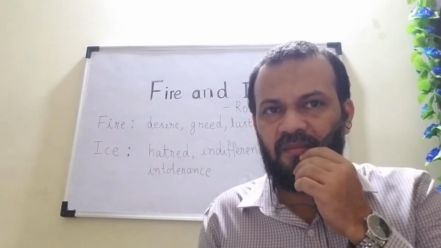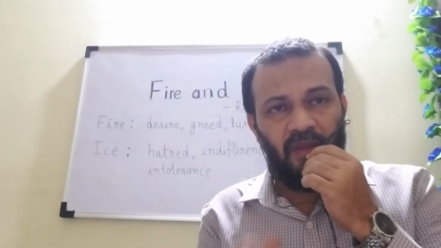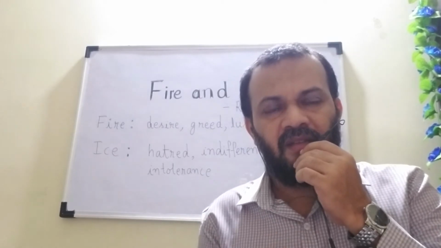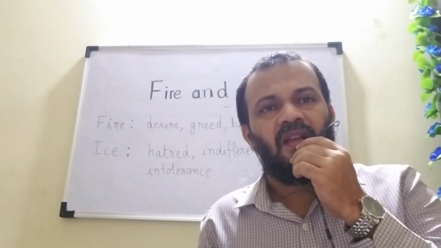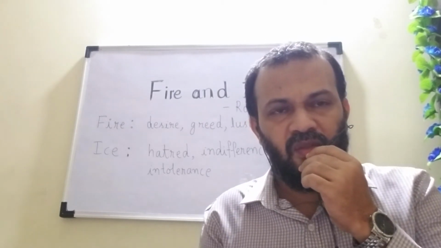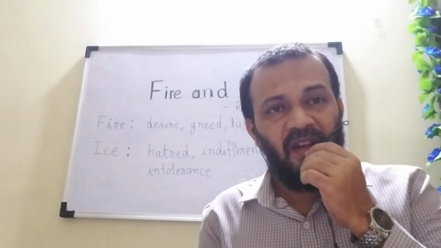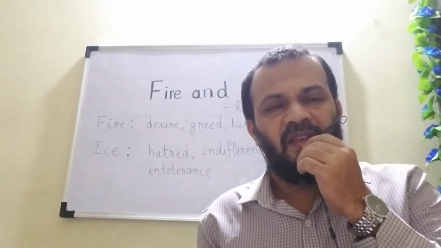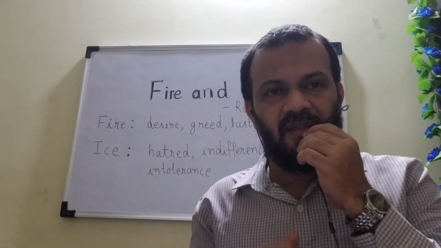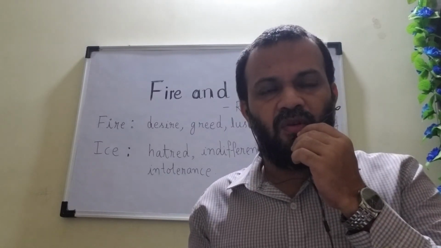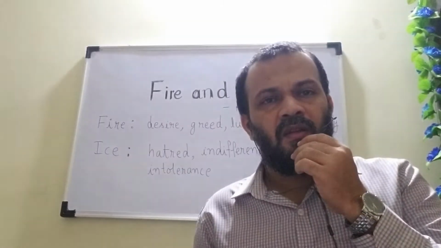But in the second stanza, he continues to explain that if the world had to perish twice, that is, end twice, then the emotion hatred also would be very much sufficient, because he knows enough of this emotion. He is also familiar with this emotion. Then in the second stanza, the poet says that hatred or ice could also destroy the world equally. So this is the poem.